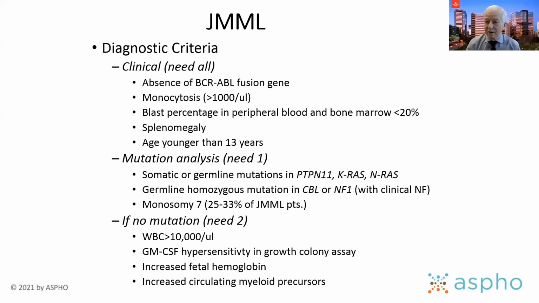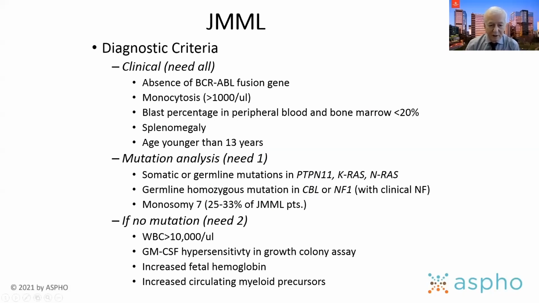There are diagnostic criteria for JMML, and you need to pay attention to these for your test. There are clinical characteristics which are important, as this does not include the BCR-ABL fusion gene. They have a monocytosis. They have a relatively low percentage of bone marrow and peripheral blood blasts. They can have massive splenomegaly and tend to be younger than 13 years of age.